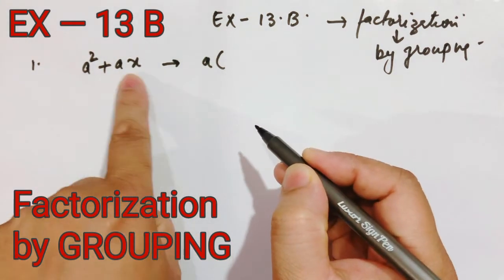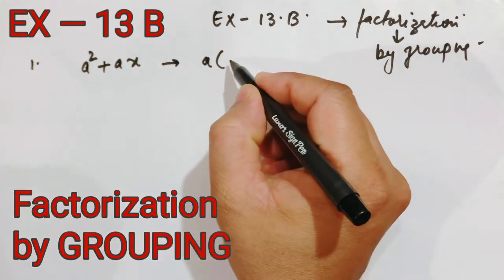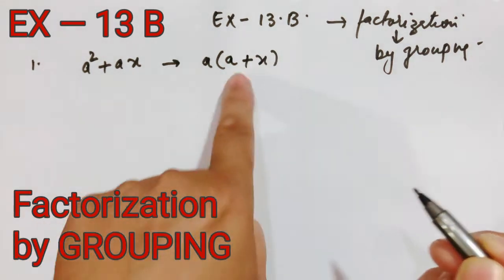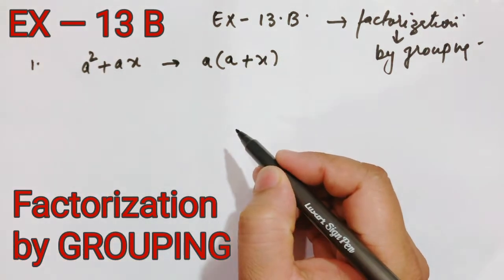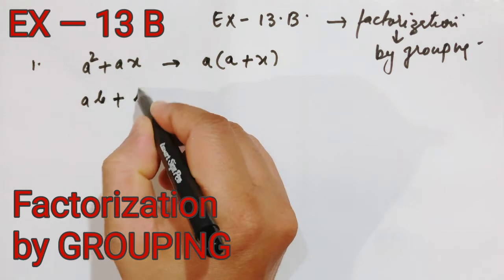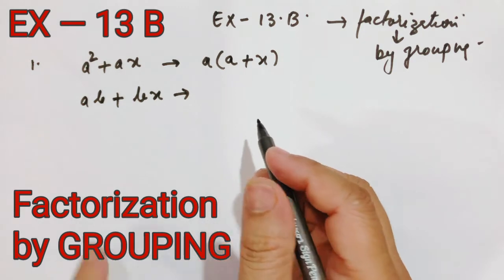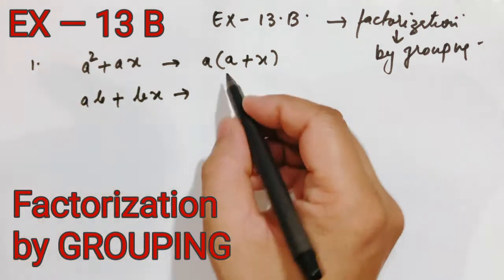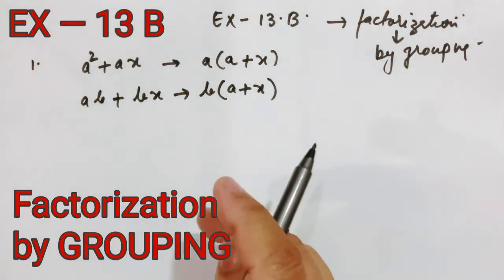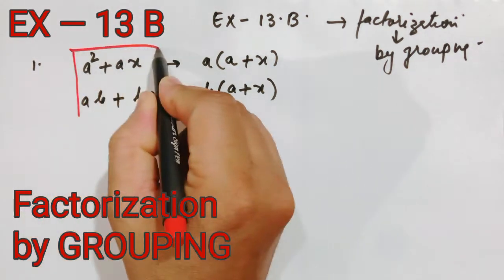I have taken out the HCF of a square and ax, and I got a. So here you are left with a plus x. This was taught in the previous exercise. Now let us take one more: ab plus bx. Clear? How are you going to do this? The same thing, I find that b is common, that is b is the HCF of these two, so b times a plus x. Done?